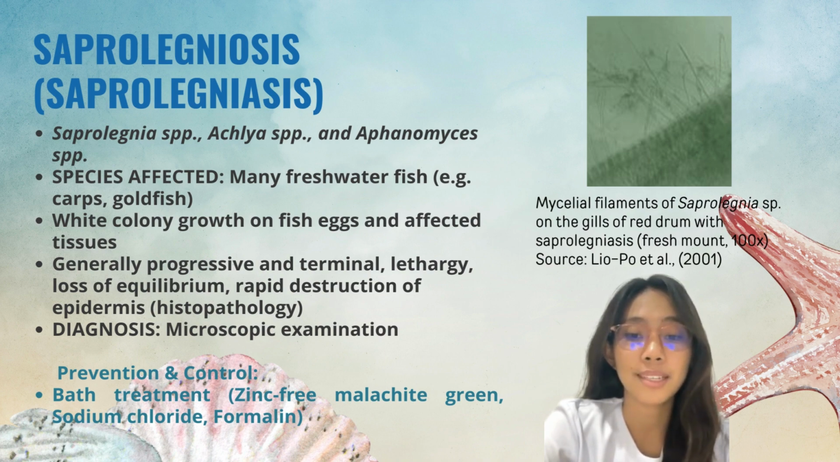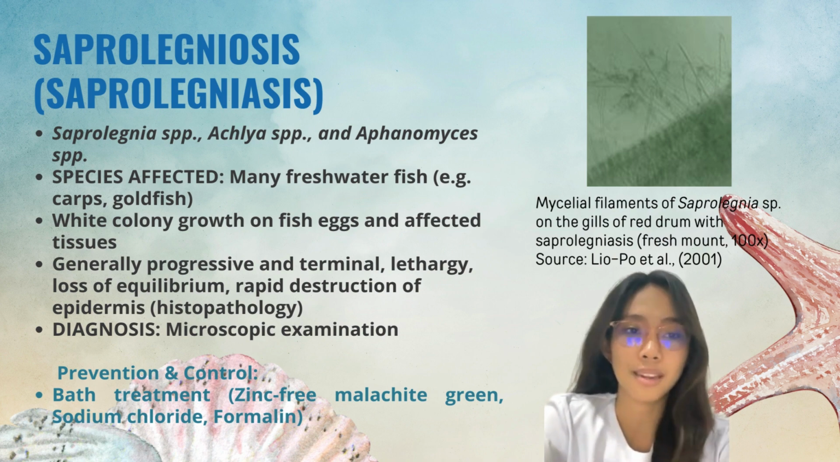To diagnose the disease, a microscopic examination of the cottony growth from the affected tissues will reveal the characteristic hyaline and coenocytic mycelia. A vast array of chemicals has been tested for effectiveness against these fungi in vitro. Common chemicals used as chemotherapeutics include bath treatments such as zinc-free malachite, sodium chloride, and formalin.